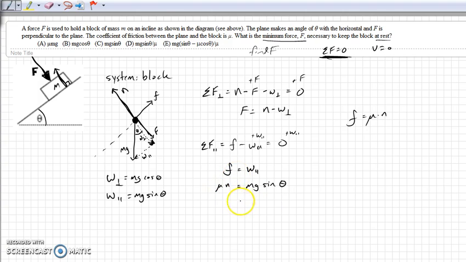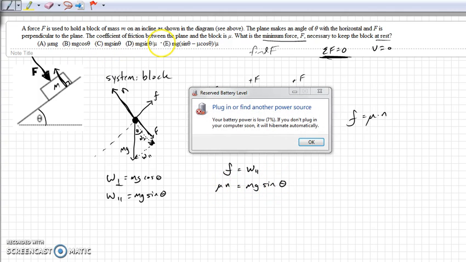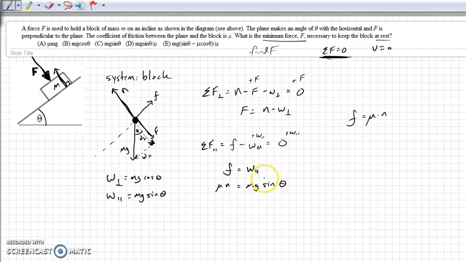Now, the reason why I'm going to do this is because this will allow me to solve for the normal force in terms of mu, mg, and theta, which I see a lot of these here. So I'm going to go ahead and divide both sides by mu, and I find that the normal force is going to be mg sine theta over mu.